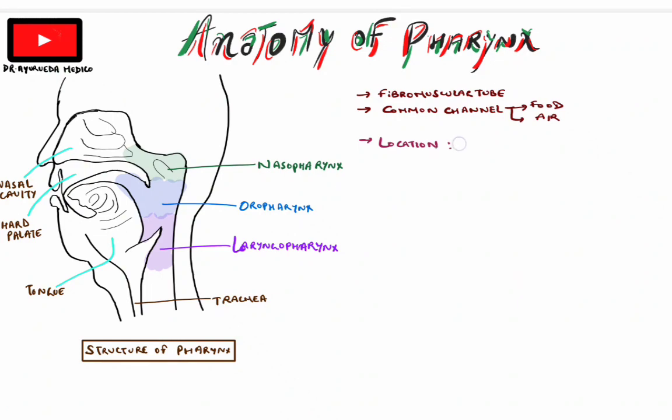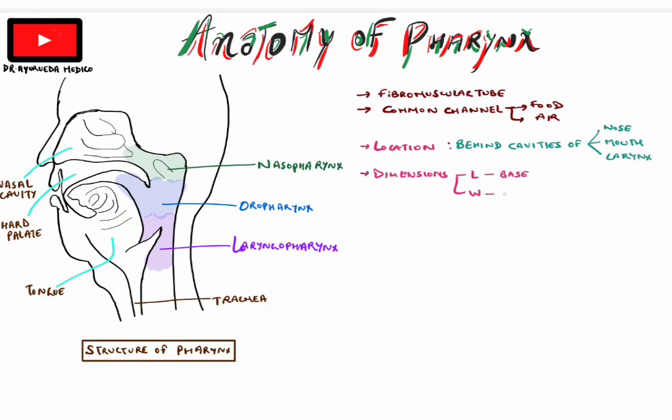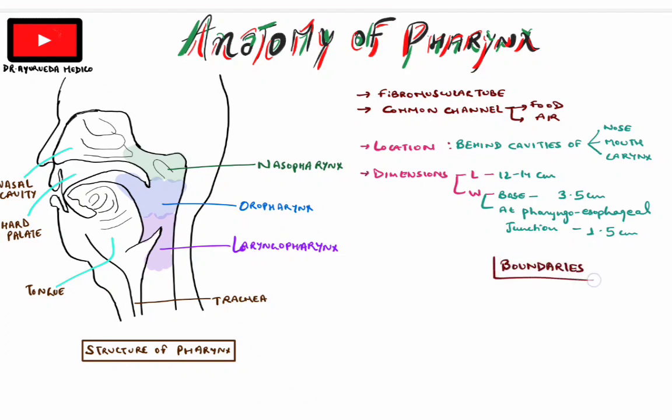So yeah, it is a fibromuscular tube. It is a common channel between food and air. Their location is behind the cavities of the nose, mouth and larynx. Their dimension as written: length is approximately 14 cm, and width at the pharyngo-esophageal junction is 1.5 cm.